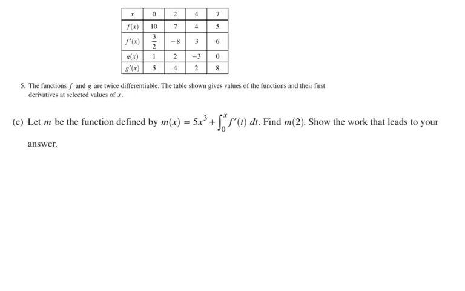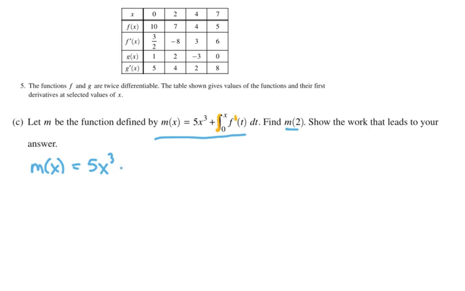All right, so here we are at part C, and these questions are really giving you a chance to show that you know what all this notation means and how to find derivatives and antiderivatives and that sort of thing. So they give you this function, m of x. They want you to find m of 2 and show your work. Okay, no problem. The first part is really straightforward, 5x cubed. And here we see that we've got an integral and a derivative. We're going to use the fundamental theorem of calculus part 2.